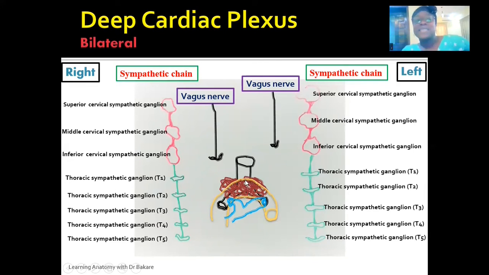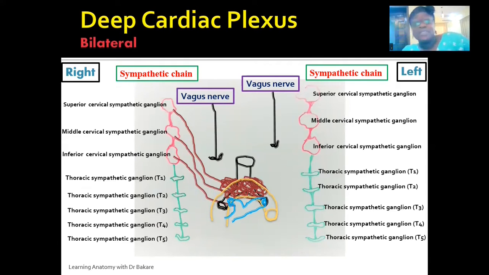So from the sympathetic contribution, we have from the sympathetic chain, which includes the cervical and the thoracic subregions. Then from the parasympathetic contribution or component, we have the vagus nerve. So this is how the deep cardiac plexus is formed. We have on the right side the superior cervical sympathetic ganglion, the middle cervical sympathetic ganglion, and the inferior cervical sympathetic ganglion. So all the 3 ganglia in the cervical region on the right side are taken up.